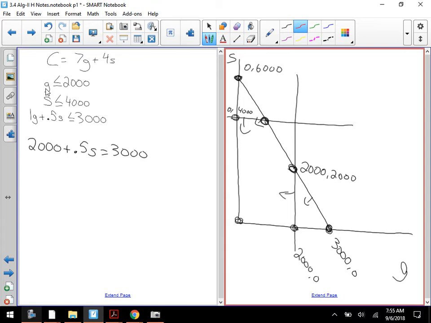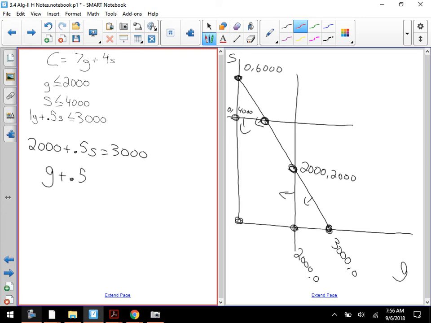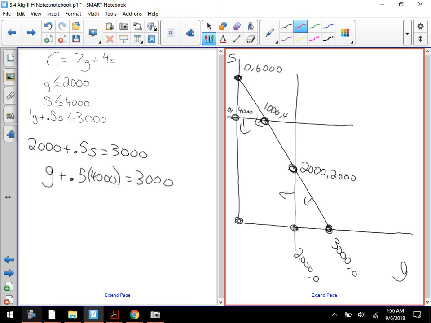Write down what we were doing. It'll help us understand it better, don't you think? Same deal there. 4,000, we're going to put that in for student. For that one, you have general plus 0.5 of 4,000 is 3,000. What's half of 4,000? 2,000 plus what is 3,000? 1,000. And that gives us our points.